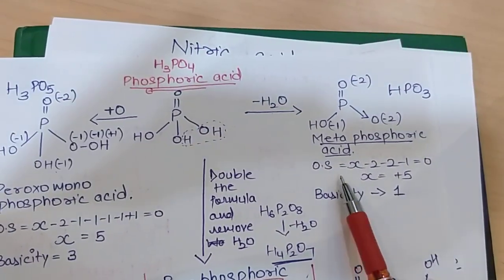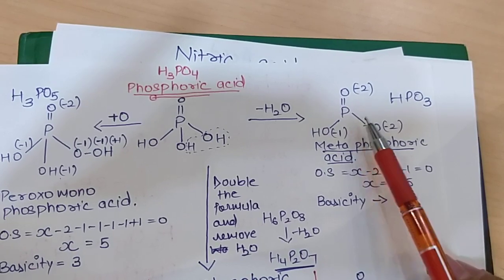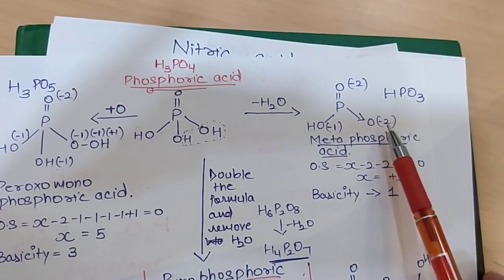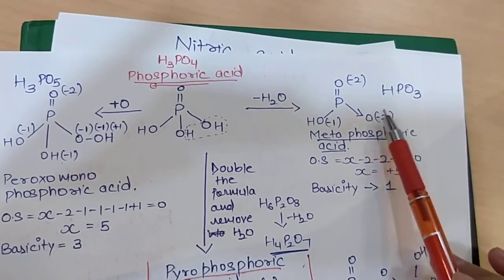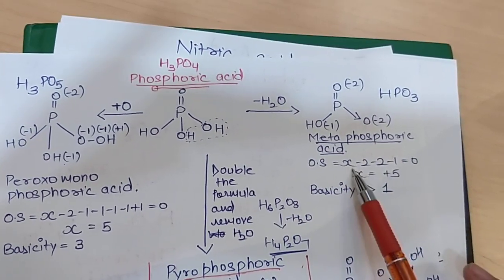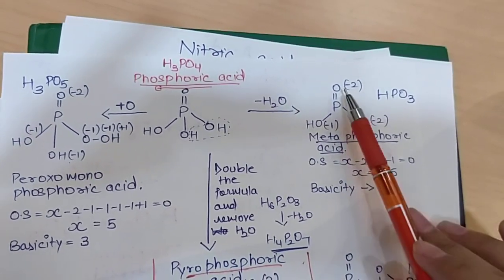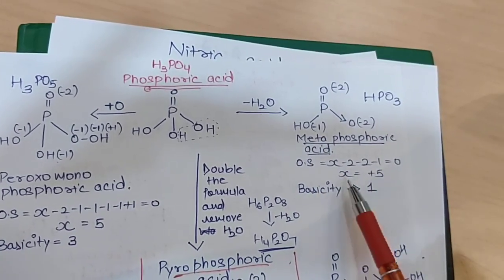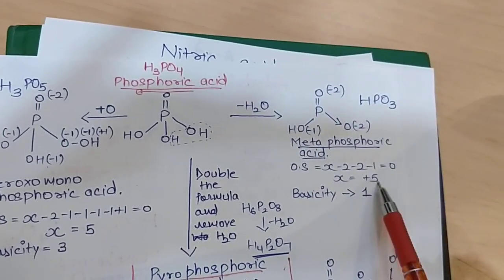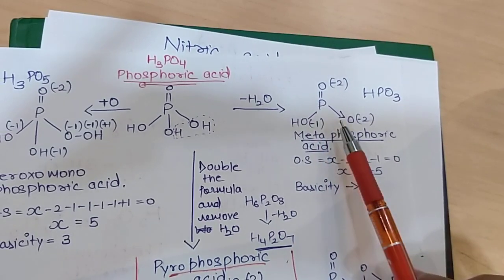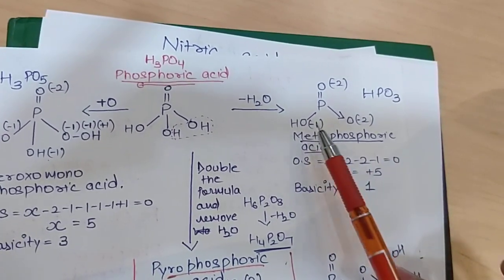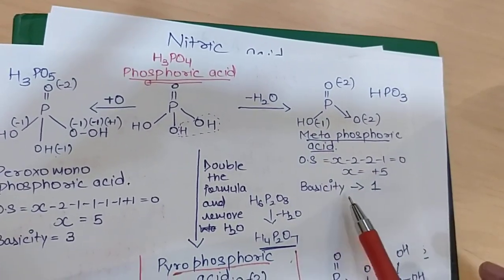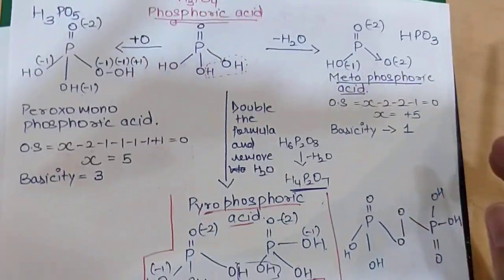Here we can calculate the oxidation state. The oxygen which is present as a coordinate bond also has an oxidation state of -2. So X is for phosphorus, X, -2 for this oxygen, -2 for this oxygen, and -1 for this OH. So X comes out to be +5. Here phosphorus is in +5 oxidation state, and as only one OH is present, it is a monobasic acid.